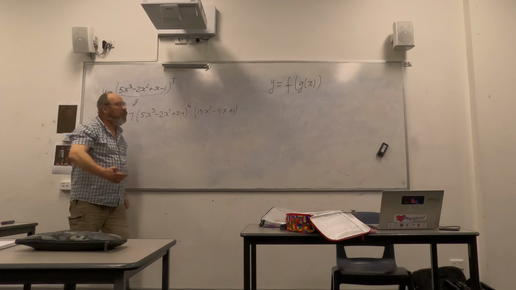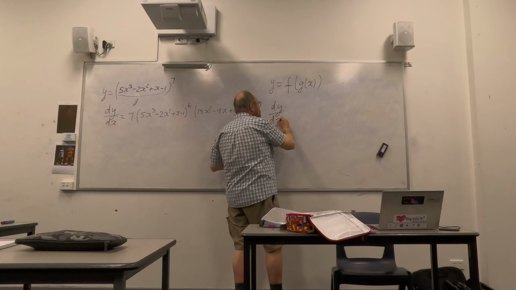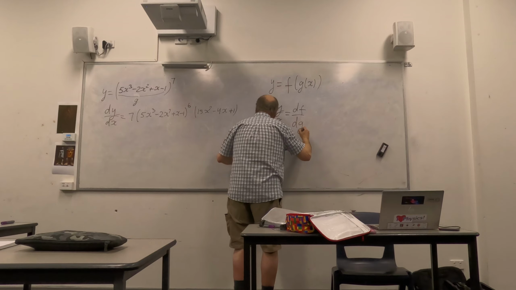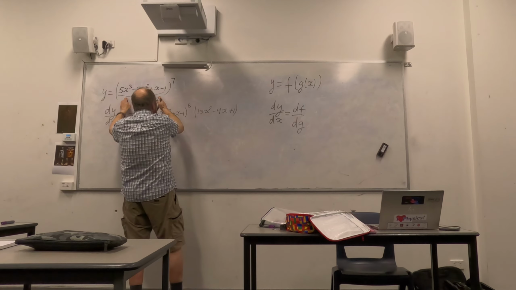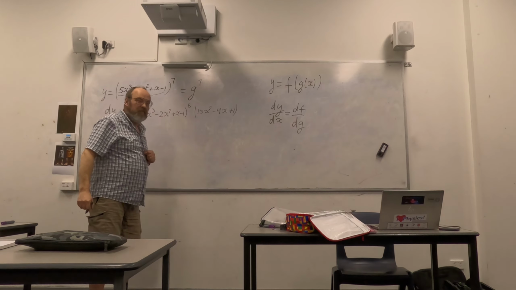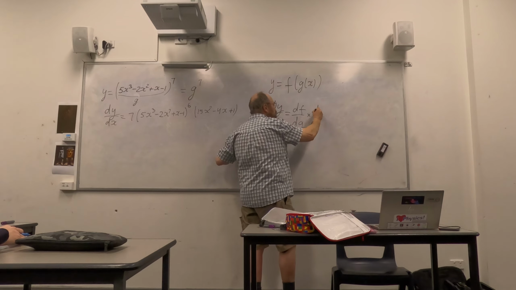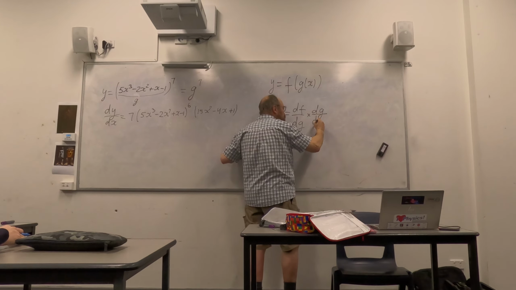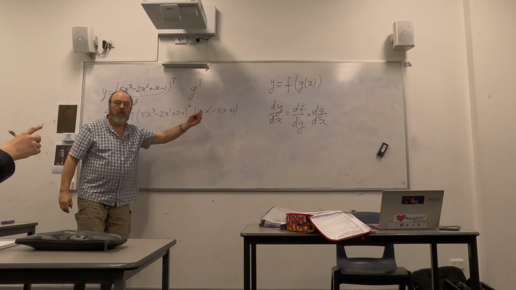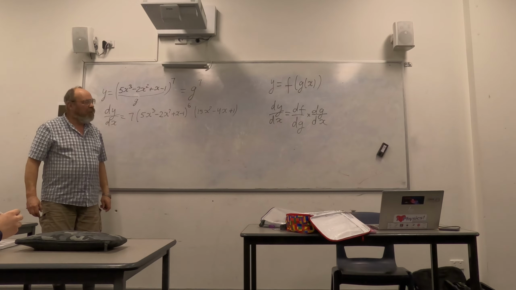Then the derivative dy over dx will be equal to df over dg, when we consider this as g, so we can write g in the power of 7. This is g, and times the derivative of the internal function over dx. That is called the chain rule. This is chain differentiation of composite functions together.